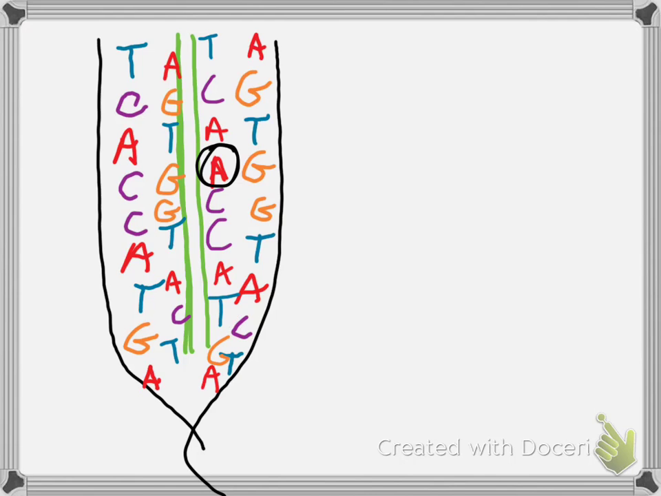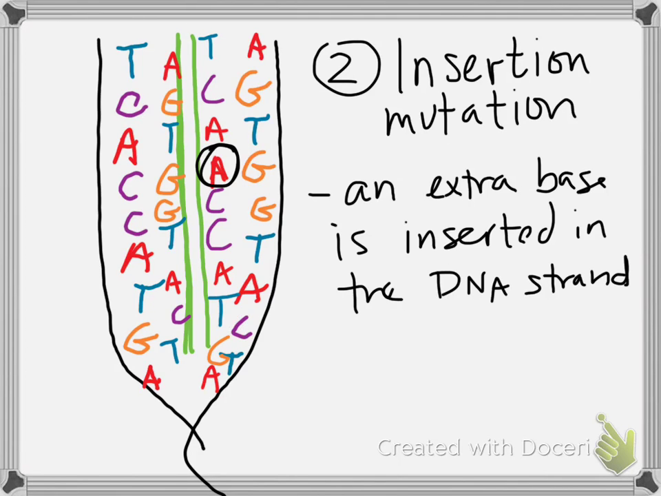Everything was chugging along just fine. Everybody matched up. Then I added an extra. I inserted a base that doesn't belong there. You can't do that. If you insert a base that shouldn't be there, can you guess what it might be called? So in an insertion mutation, an extra base is inserted in the DNA strand. We get a bonus base.